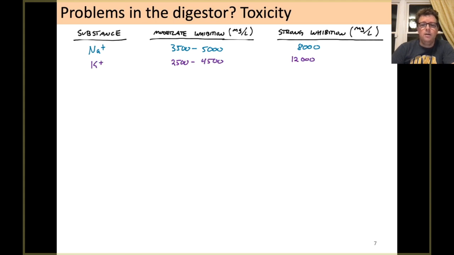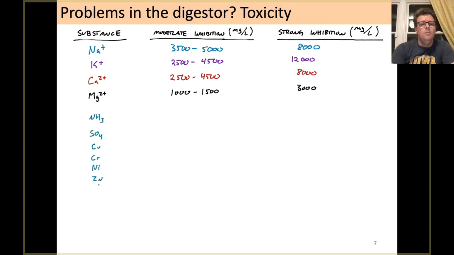And I'm going to go ahead and write on similar values here for potassium, for calcium, for magnesium. It's not important to me in this class that you learn what those levels are. I simply want to point out that these methanogens can be quite sensitive, and it's not just to cations. I just started with cations in this case, but there's a whole host of other compounds that can be toxic to our methanogens. So ammonium, sulfate, copper, chromium, nickel, zinc.